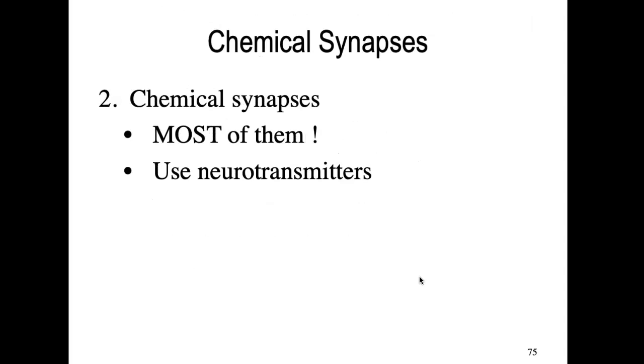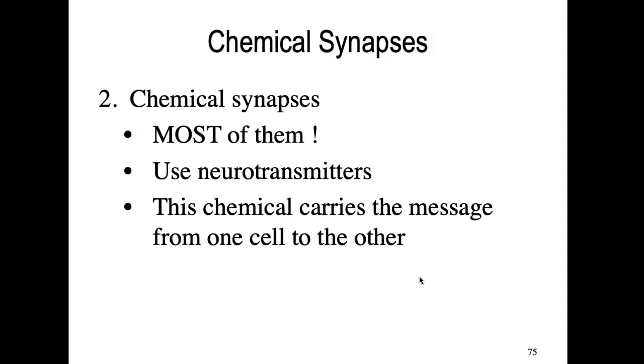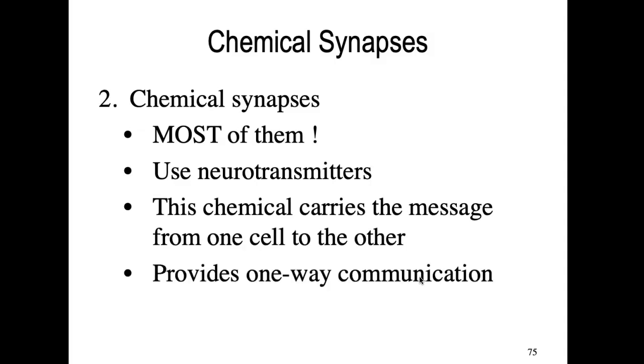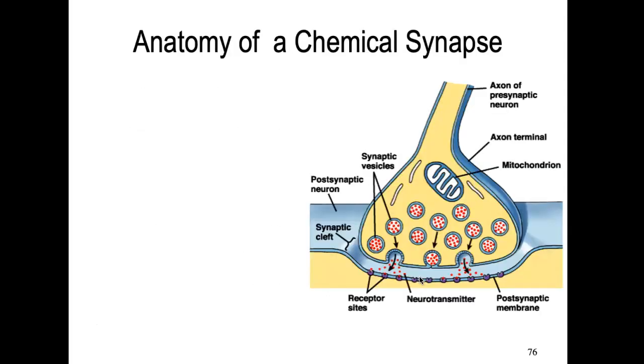Most common, however, are chemical synapses. This is most of them, and they will use a neurotransmitter in order to send that message to the next cell. This provides one-way communication, correct? It's going to only go one way, and we're going to look at that anatomy of a chemical synapse.